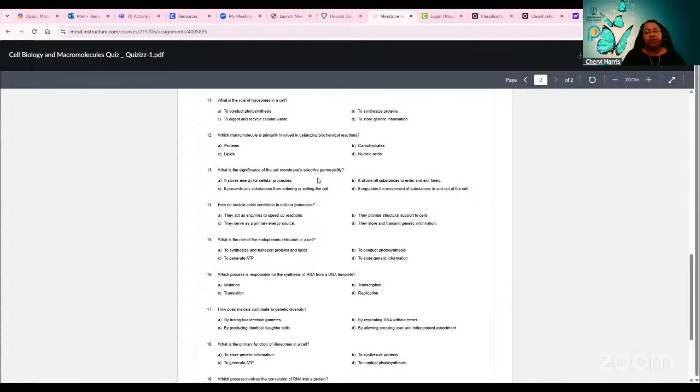So I told you, think of the cell membrane like a screen. If I threw a bucket of dirt, muddy water at the screen, it would let the water through, but it would keep most of the dirt molecules out. So it is selective. It regulates what moves in and out of the cell. So that would be D. It regulates what moves in and out of the cell.